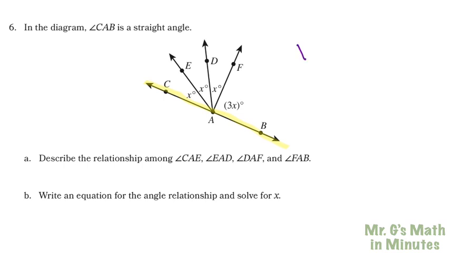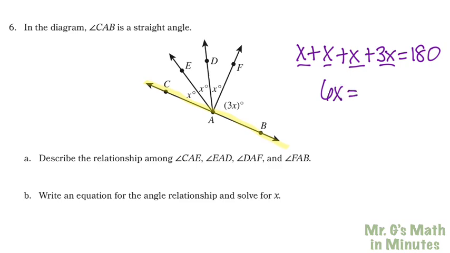So we've got x plus x plus x plus the last one is 3x. That equals a straight angle, 180. And if we combine all like terms, we have 3 x's. This is 4, 5, and 6. So 6x is equal to 180.